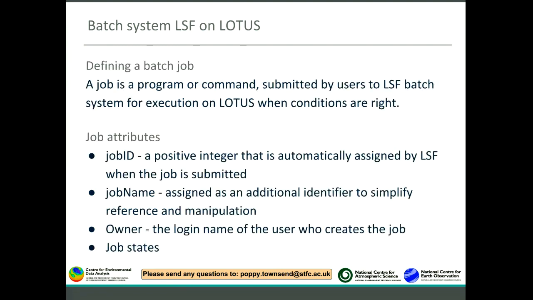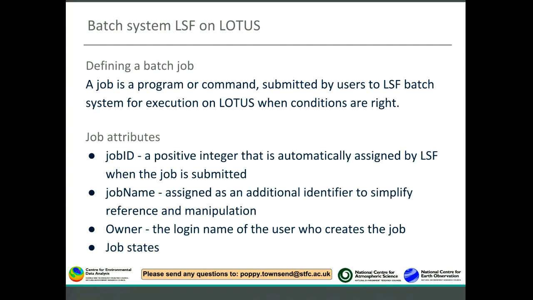So the batch job, as I said, doesn't run interactively. It goes through the LSF batch system for execution. And when the conditions are right, what I mean by conditions is that the resources are available and free, then the job is launched. Now, once you submit the job, it automatically will have some job attributes. The essential job attributes are three in total. The job ID is a positive integer that is automatically assigned by LSF. You don't have to worry about it, it's a number. As soon as you submit your job, LSF will print out on the screen, or in your redirected output, that LSF has assigned this number to your job.